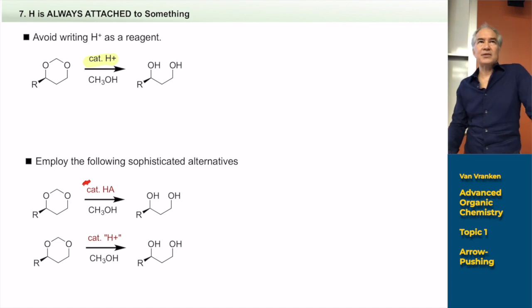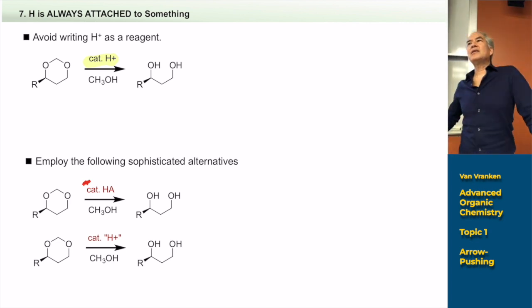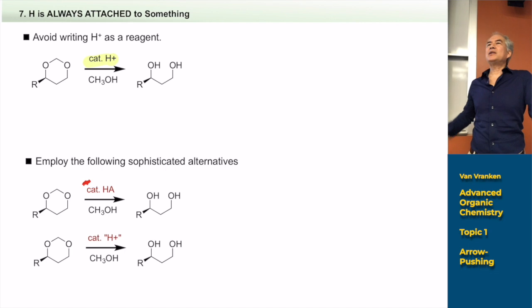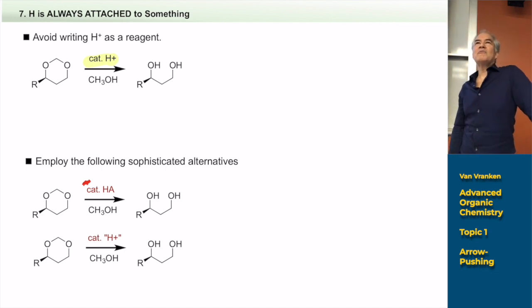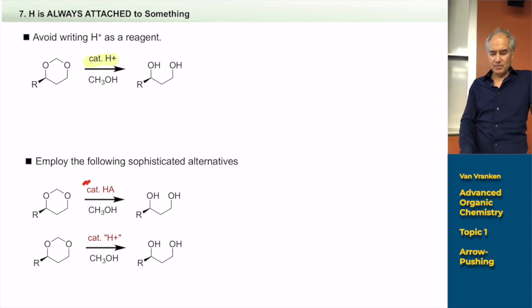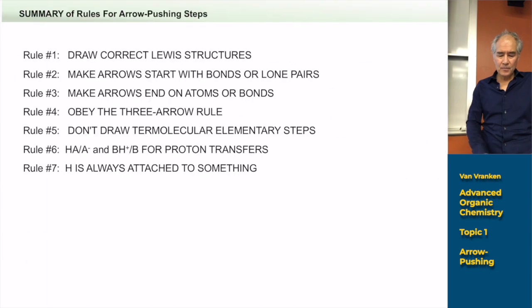So don't write H+ as a reagent. Write real reagents: catalytic HCl, catalytic sulfuric acid, catalytic pyridinium tosylate. Write real reagents instead, because H+ doesn't just fly around as a free proton in normal solution phase chemistry. All right, those are our rules for mechanistic arrow pushing.